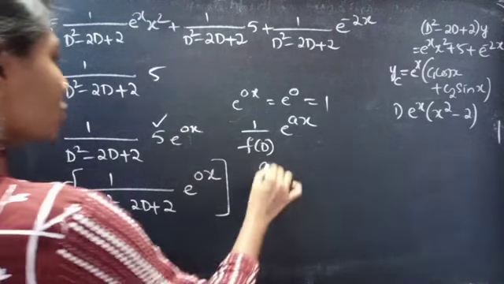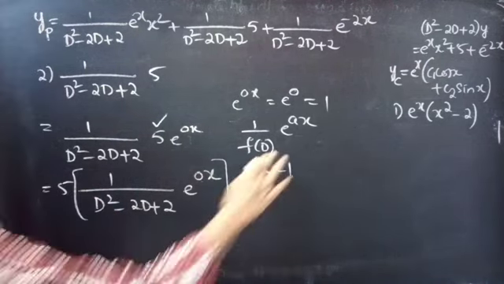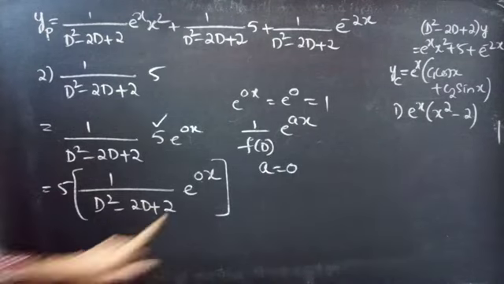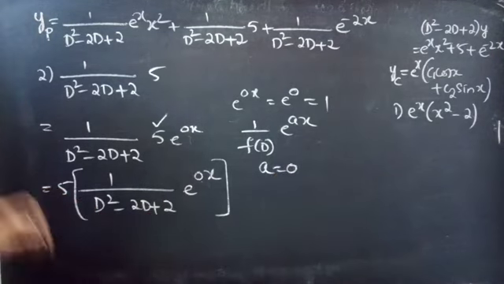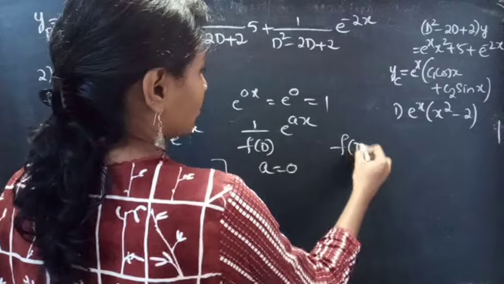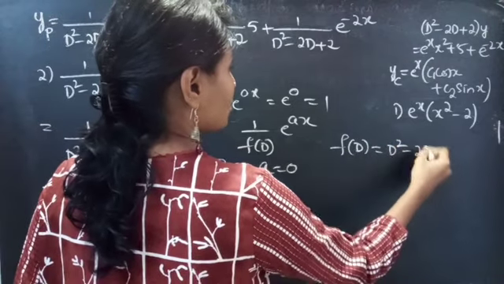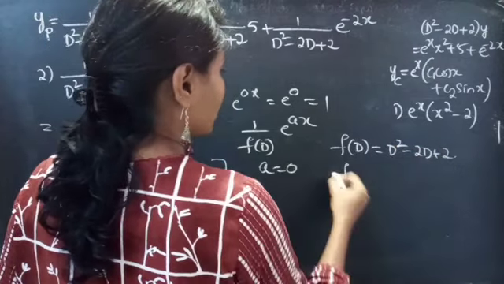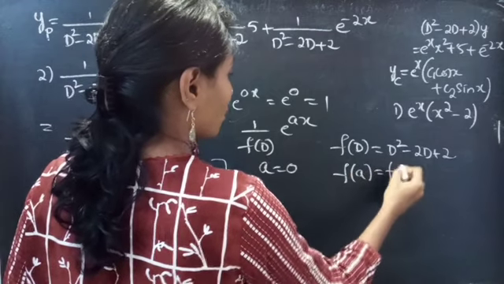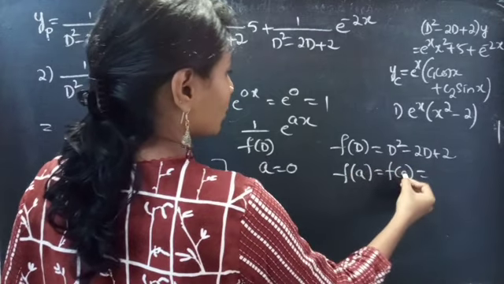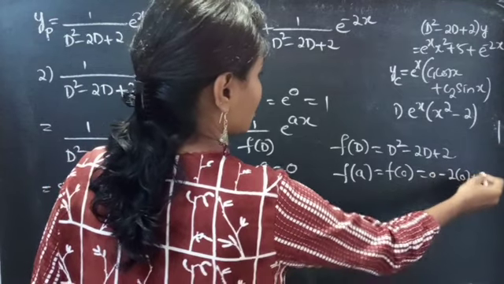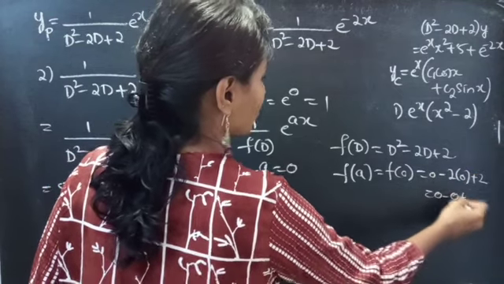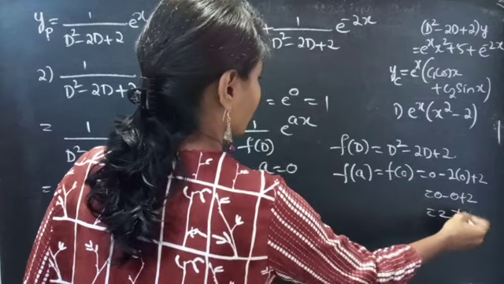Now for a equals to 0, just compare e power 0x with e power ax, and for a equals to 0, we'll find f of 0. Since f of D is D square minus 2D plus 2, let's find f of a, which is equals to f of 0. Replace this D with 0, then we'll get 0 square minus 2 into 0 plus 2, which is equals to 0 minus 0 plus 2, which is 2, non-zero, right?